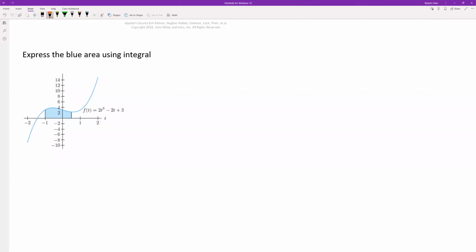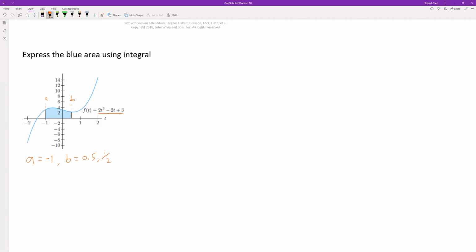All right, let's take a look at this problem together. We want to express the blue area using the integral. So we have this function right here, f of t, which is 2t cubed minus 2t plus 3. And we're looking at the x value. So we're trying to find out what this value is and this value. Those are our a and b, our lower bound and upper bound. So it looks like the lower bound is about -1, and the upper bound is about, let's just say 0.5, or 1/2.